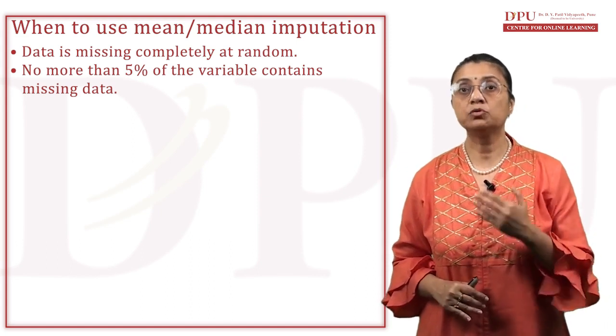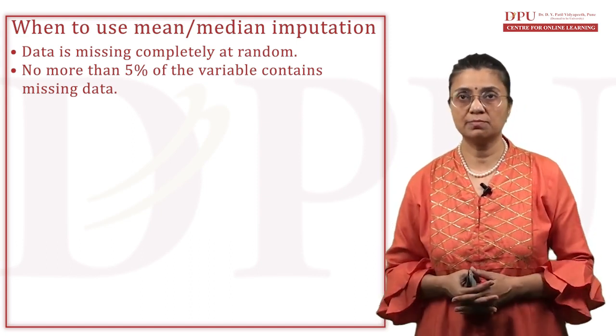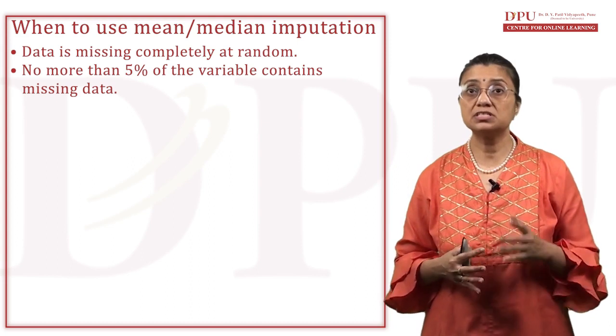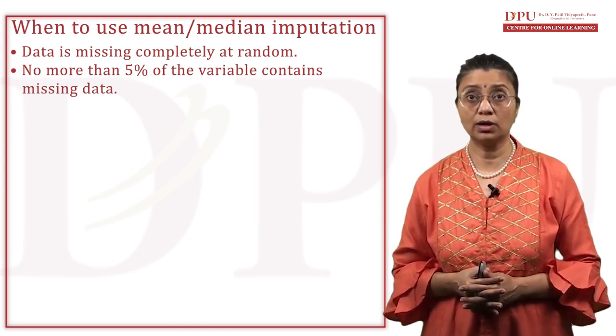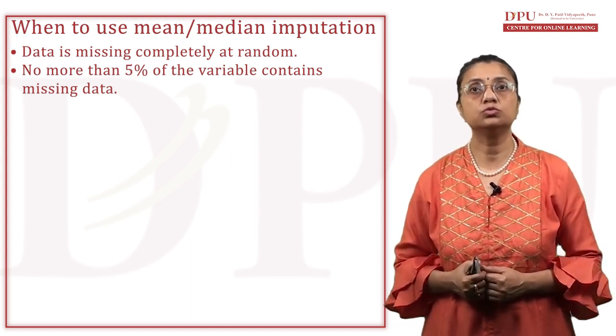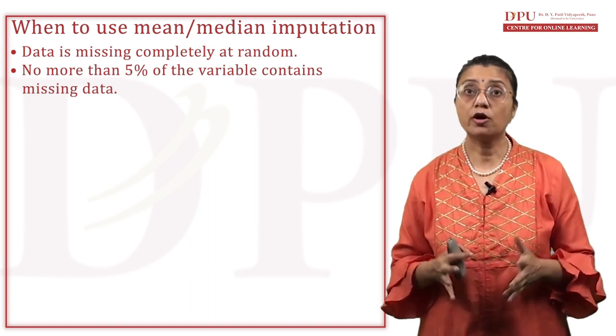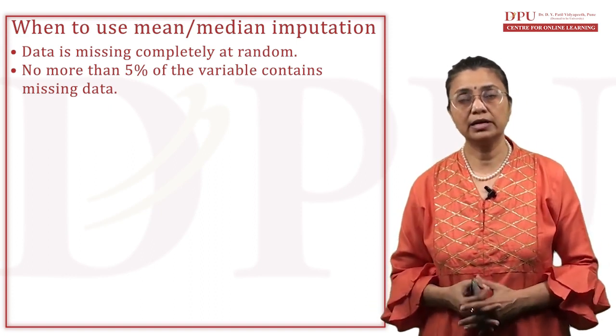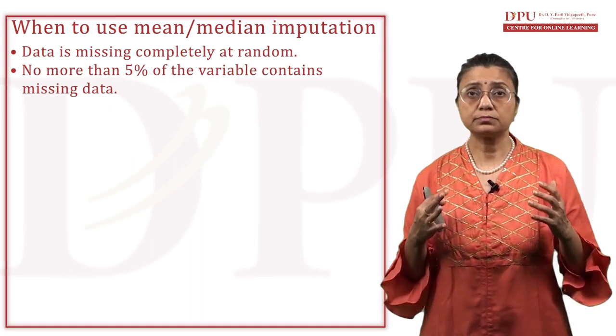Rather, I have to reject that form, or I have to look for some other options. So this is one very crucial point that I have to understand: when will I use the mean and median imputation, or on which data can I apply mean and median and get some good answers.